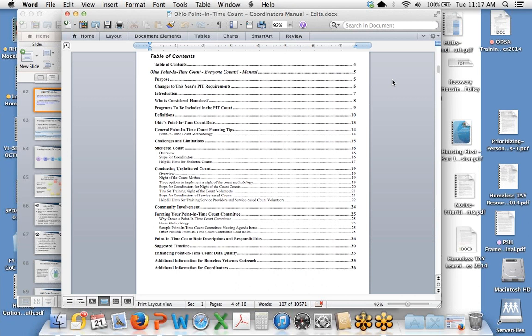I think I mentioned earlier as far as timelines, okay? What should you be doing 6 months out? What should you be doing 3 months out, 1 week out? How can you improve the quality of the data that you have in there?